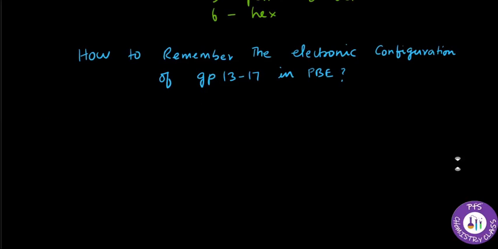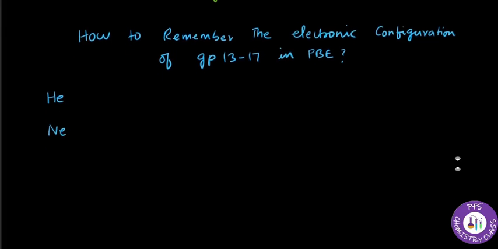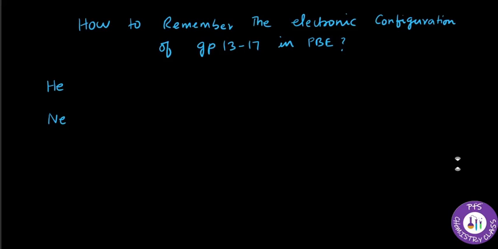Very simple. All you need to remember, from my previous video, are the atomic numbers of group 18. That is very easy. For a quick recap, I will give them here. Those who have not watched my previous video can watch it and then come back. Otherwise you can see it here: He, Ne, Ar, Kr, Xe, Rn.